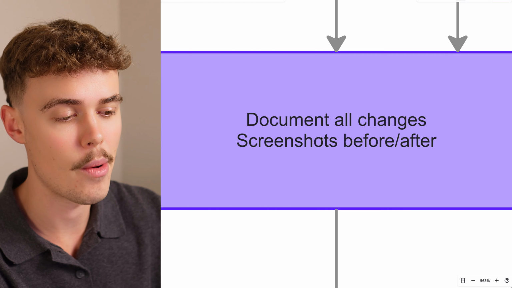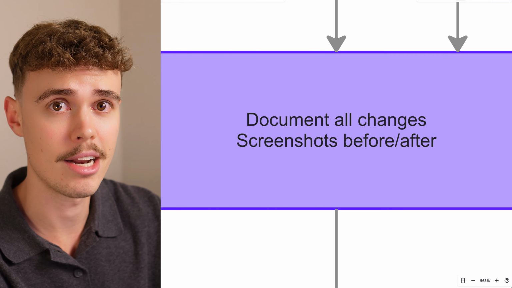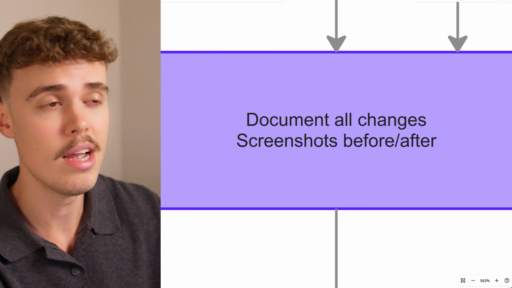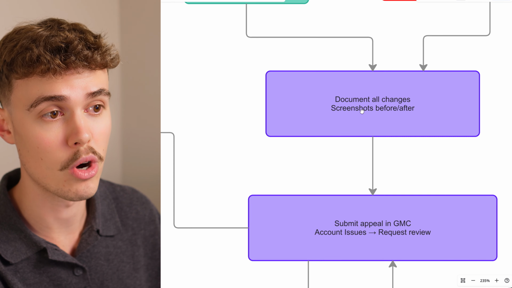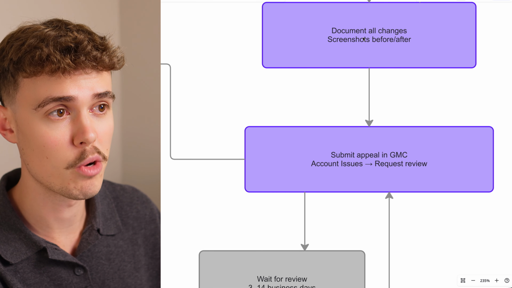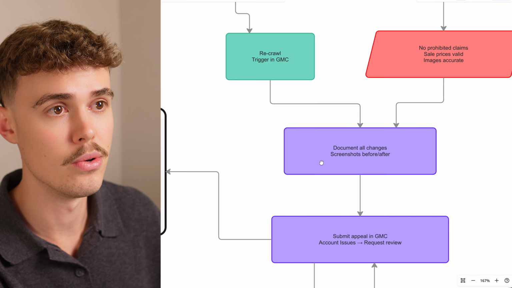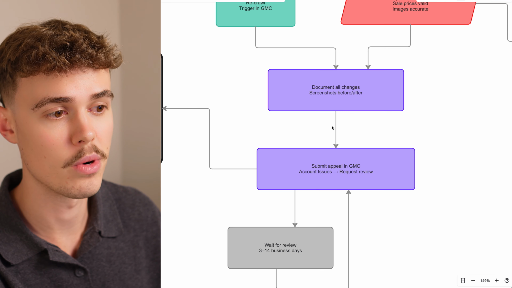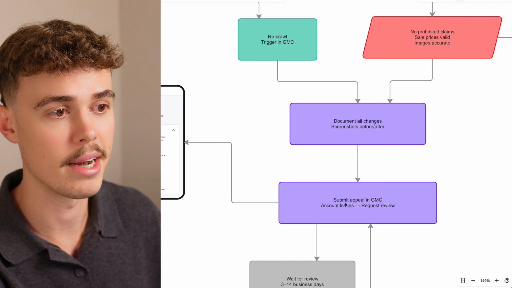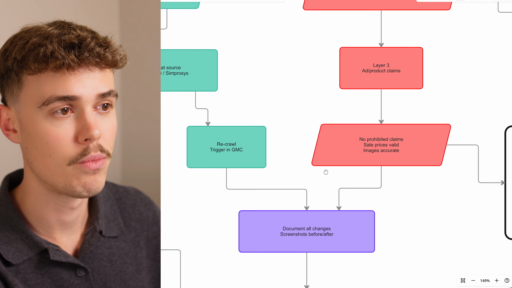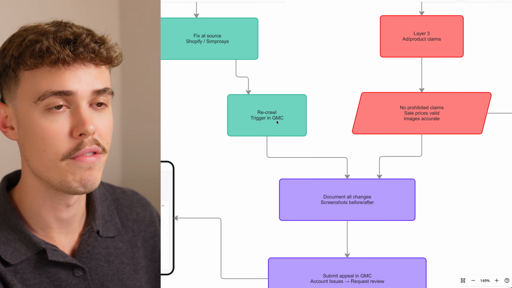It's very clear that now our product is aligned with exactly what we have on the landing page, and you can make it clear as day that you've made the adjustments that Google is requesting. Now, once you've documented everything, submit an appeal in GMC. If the recrawl doesn't work, then you want to submit an appeal in GMC and move forward from there.